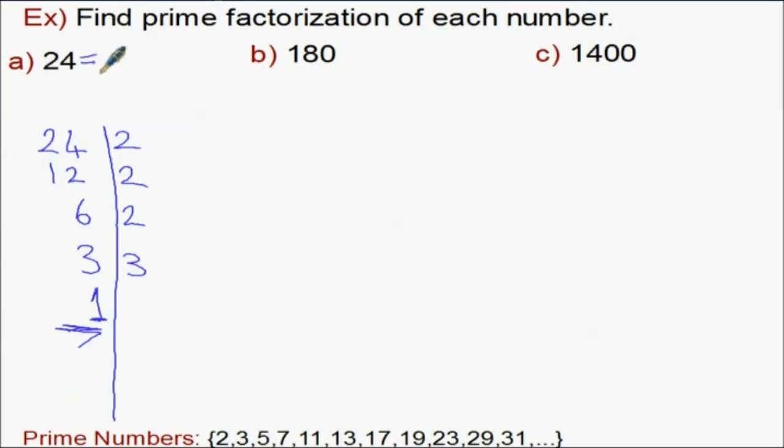Then it is finished. So 24 is equal to the product of all these prime numbers, which is 2 times 2 times 2 times 3. How many 2s are there? 3 of them. Yes, okay. How many 3s are there? There is only 1. Okay. So let's check that. Is it okay or not? 2 times 2 makes 4, times 2 makes 8, times 3 makes 24, as you see.